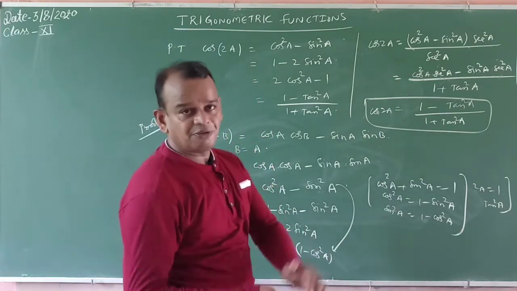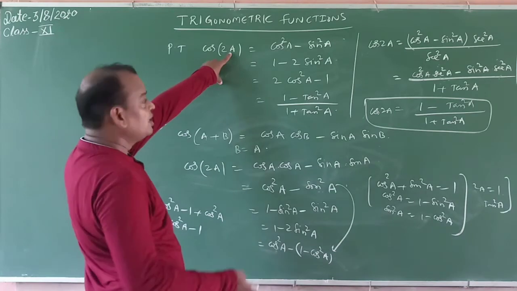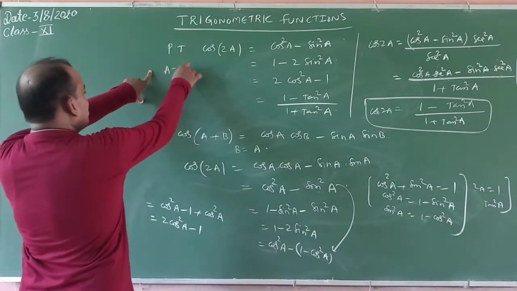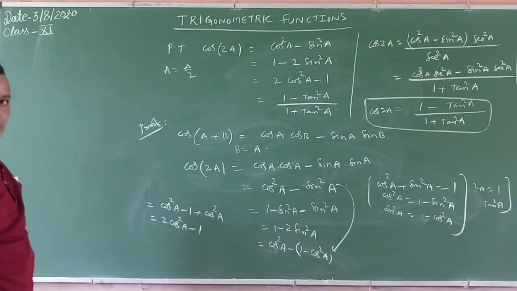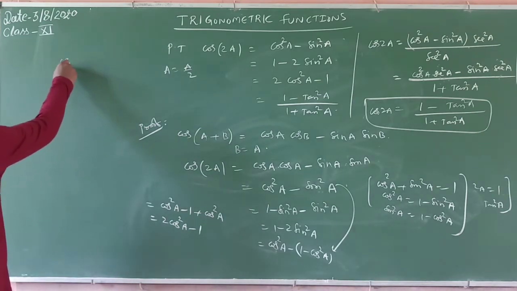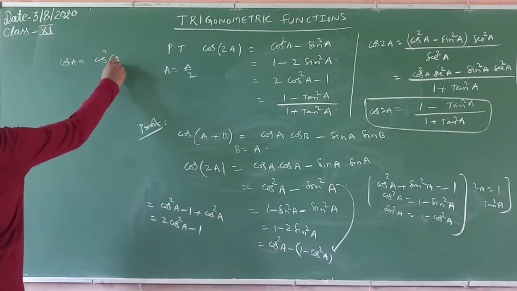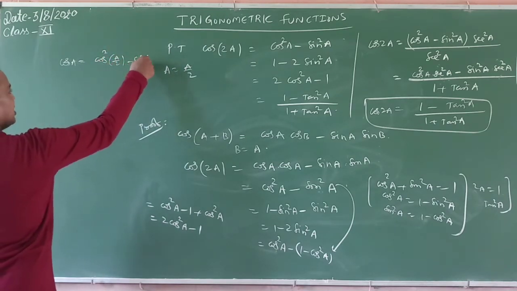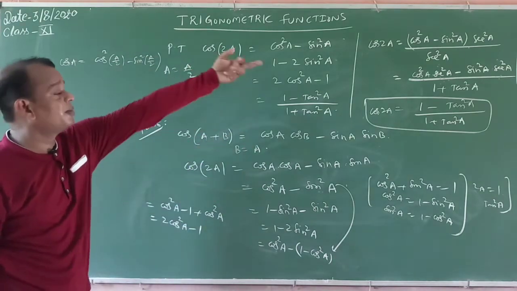Now, this is the multiple angle formula. Submultiple, what happened? Instead of A, you will write A by 2. Replace A by A by 2. What happened to the formulas? Now, 2 into A by 2, 2 cancel, that is cos A. Now, cos A is equal to cos square A by 2 minus sin square A by 2. You substitute A equal to A by 2 in these formulas.